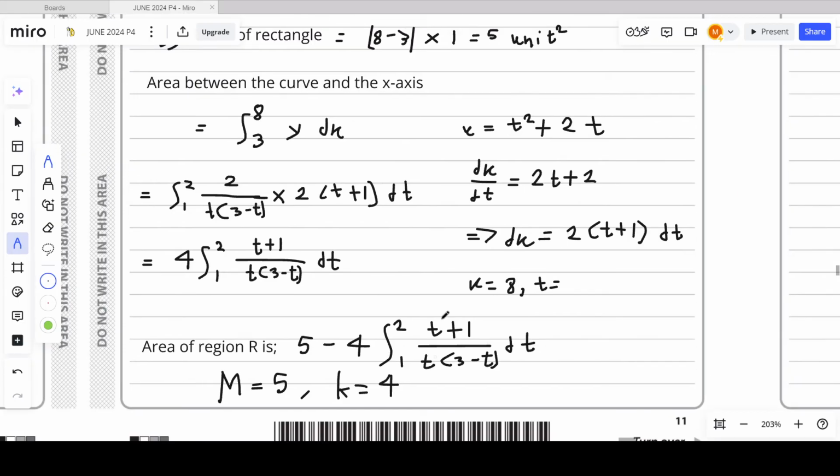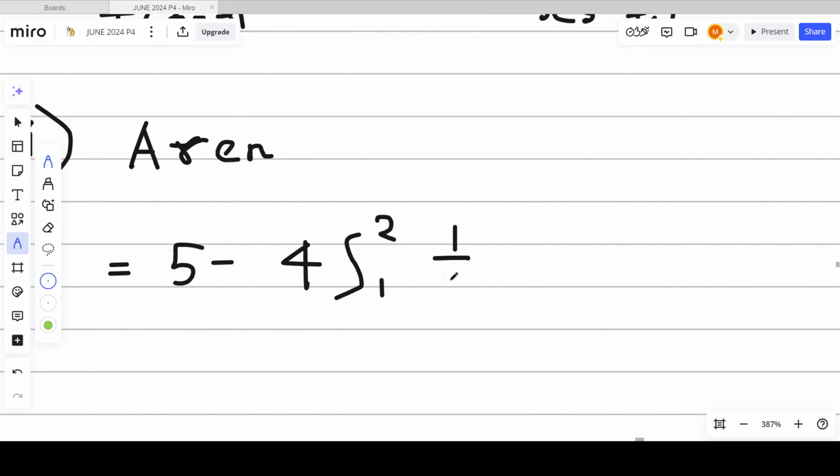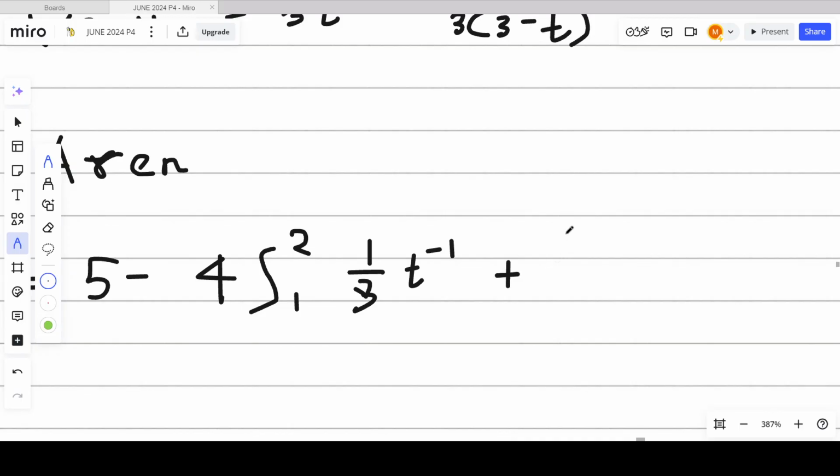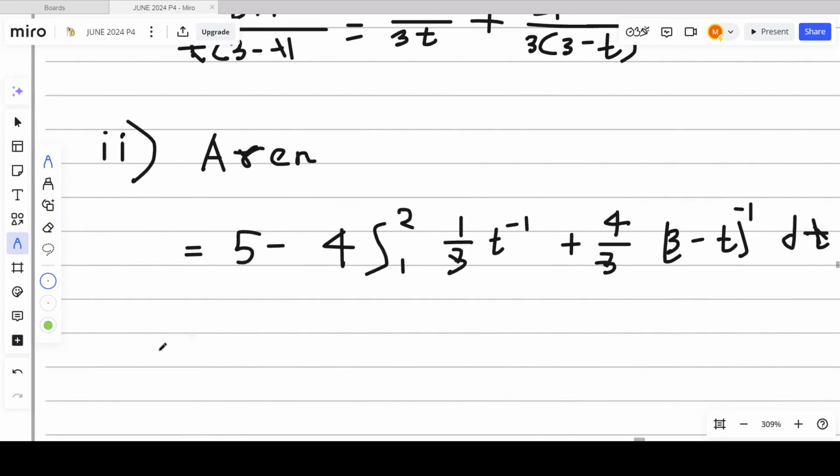And we have already simplified this fraction into partial fractions. We got 1 over 3 times t inverse, and then plus 4 over 3 times (3 minus t) inverse, then dt. Okay, so now we need to integrate it.